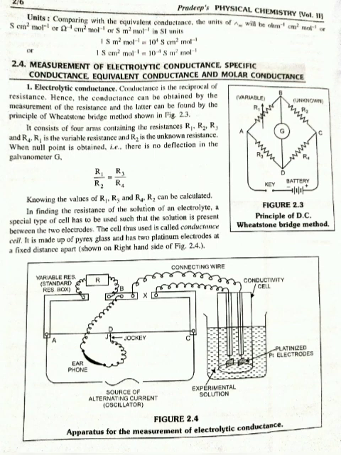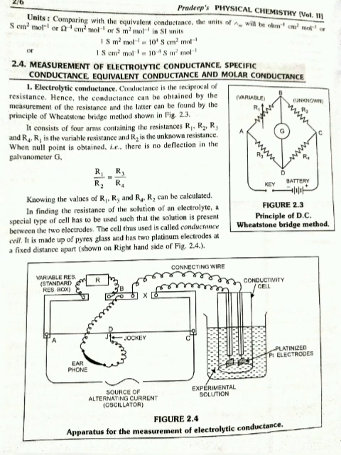Units: comparing with the equivalent conductance, the units of lambda m will be ohm inverse centimeter square mole inverse, or Siemens centimeter square mole inverse, or Siemens meter square mole inverse in SI unit. 1 Siemens meter square mole inverse is equal to 10 raised to power 4 Siemens centimeter square mole inverse, or 1 Siemens centimeter square mole inverse is equal to 10 raised to power minus 4 Siemens meter square mole inverse. Next, heading 2.4, measurement of electrolytic conductance, specific conductance, equivalent conductance and molar conductance.